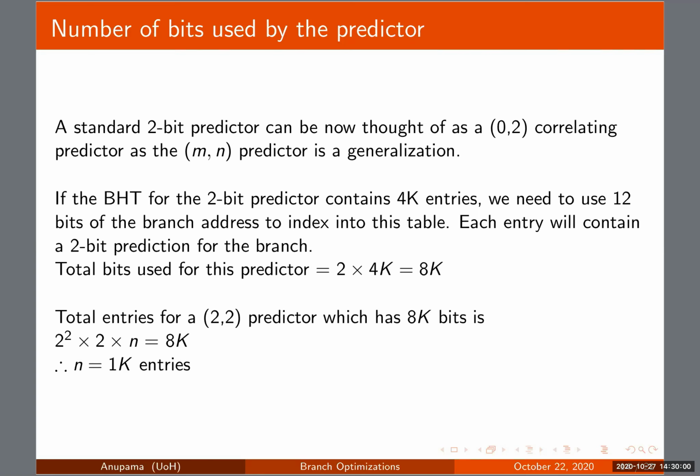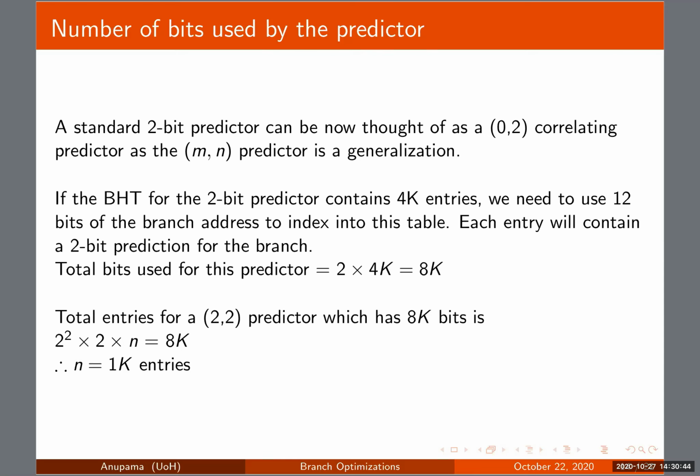Again, this calculation and example are from the book. Okay, the standard 2-bit predictor. The (m, n) predictor is a good generalization. Please go back to your programming course, where we talk about generalization. So the (m, n) predictor is a generalization. The (0, 2) correlating predictor is our 2-bit predictor. When we say 0, it means that we are maintaining no global history, and we are having 2 bits in the predictor table. So that is exactly what our 2-bit predictor is, right? So the (m, n) predictor is a very nice generalization.